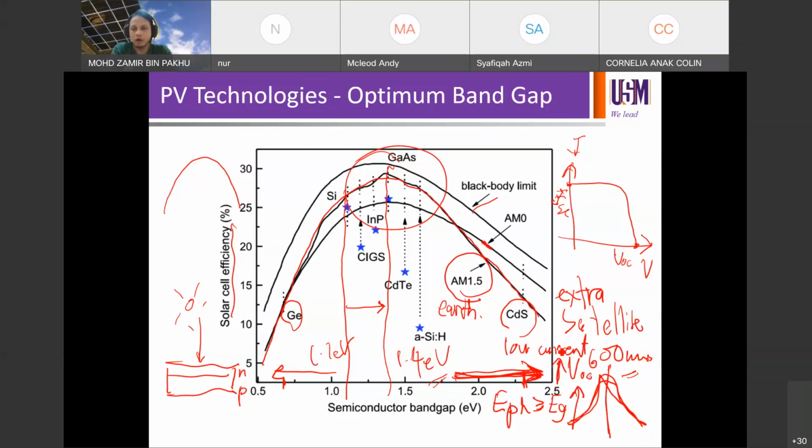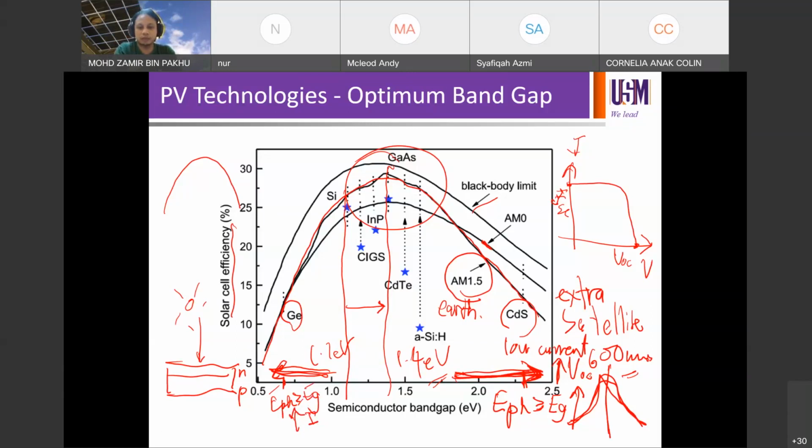On the other hand, if you go to the left, let's relate with EPH versus EG again. Now the band gap is very low. Is it easier for the photon to be absorbed? Now the barrier becomes smaller and smaller. Easier, right? So as a result, more photons will be absorbed, and this will result in high current.